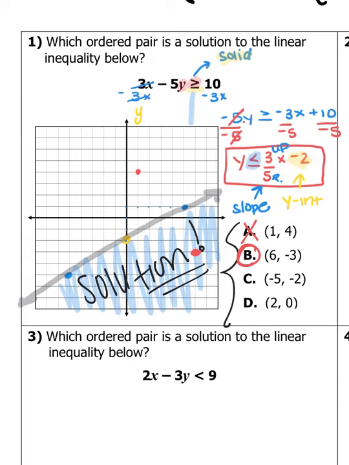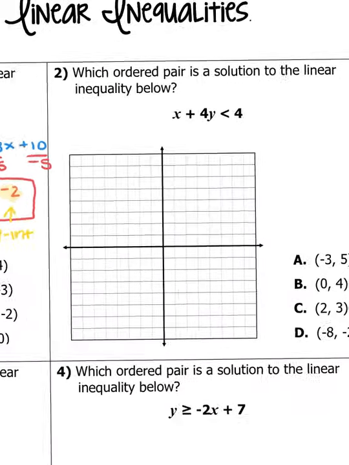You could check the others. Negative 5, 1, 2, 3, 4, 5, negative 2. That would put me here, so that would not work. And then 2, 0 is just right 2, which is just barely above that line, but that still does not work. All right, go ahead and try problem number 2 on your own.